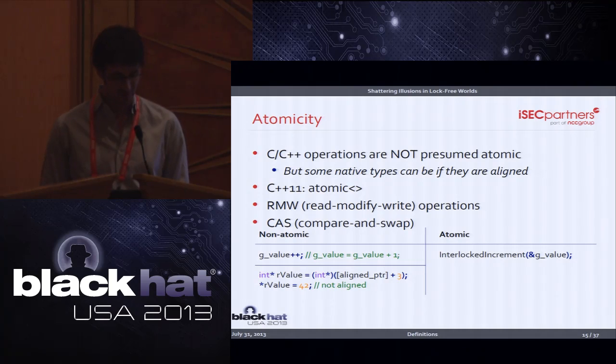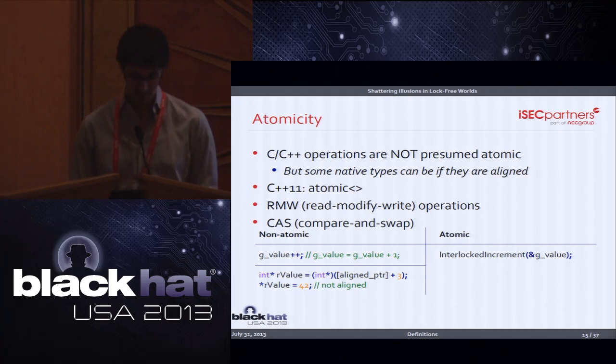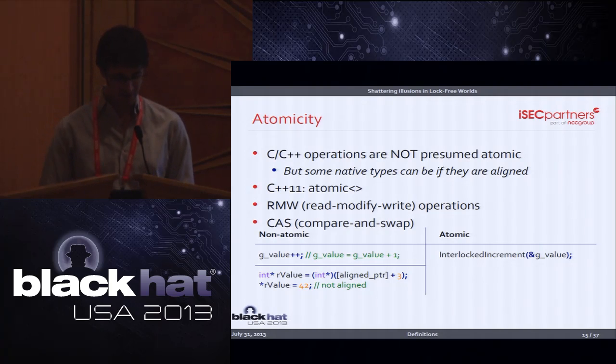I'm going to start with atomicity. One critical component for multi-threaded programs is atomicity. An atomic operation means it occurs instantaneously, and it basically prevents other threads from interfering when modifying a memory location. C and C++ operations are not presumed atomic, even though some native types can be if they are not wider than the memory bus and if they are aligned. So, for instance, a non-aligned read or write, like the example at the bottom here, or an operation that reads or writes more than 8 bytes on a 64-bit wide bus, is probably not going to be atomic.